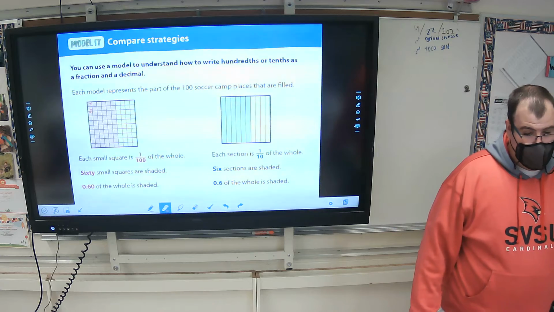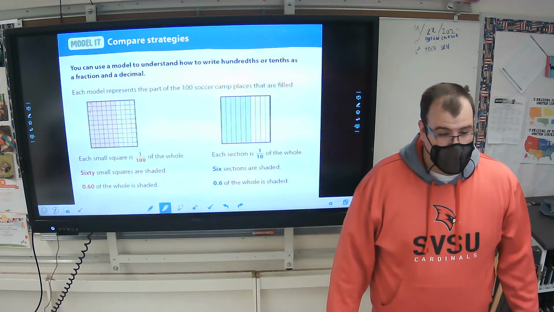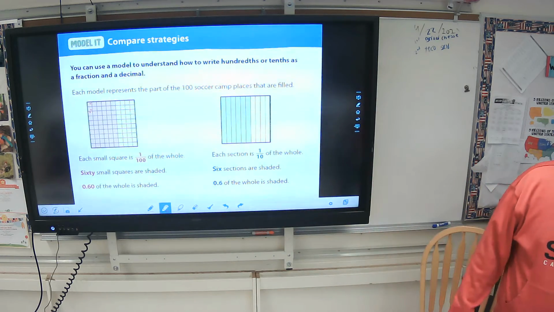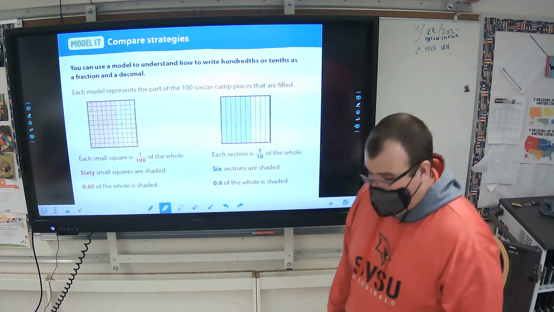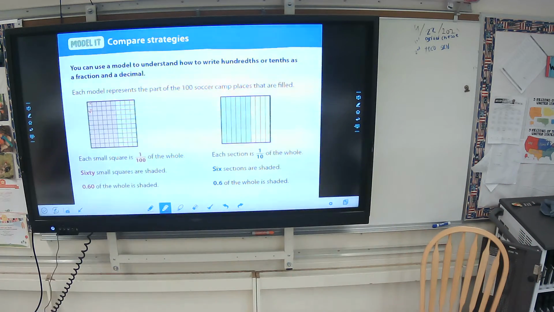What did we just do here? Remember way back in the very beginning when we first started talking about fractions, what did we do? Before that even. The first word started with an E. Equivalent. We found equivalent fractions.